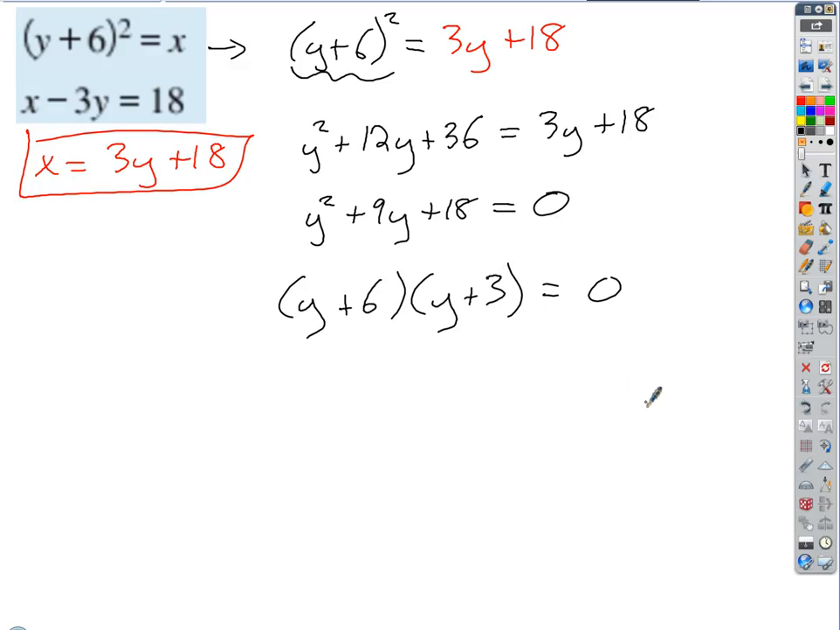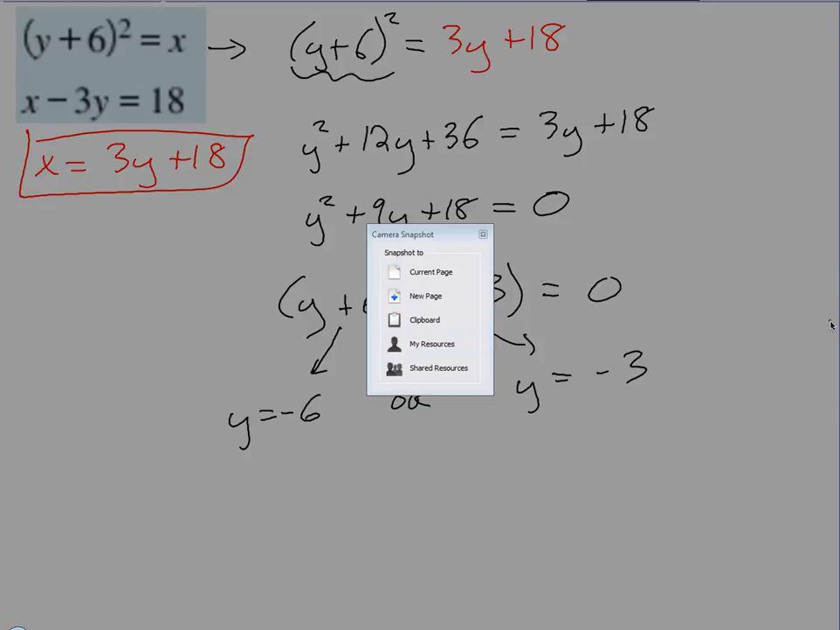Okay, and so then what would my solutions be? What am I going to get? Kind of easy. What am I going to get for the first one here? Okay, so that's going to give me y equals negative 6. This one's going to give me negative 3. Now I want you guys to see, what if I didn't see those? You don't have to do it that way. It just is easier to do it that way.